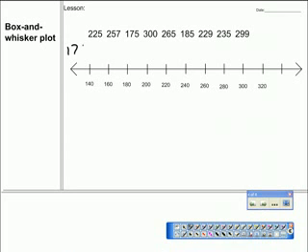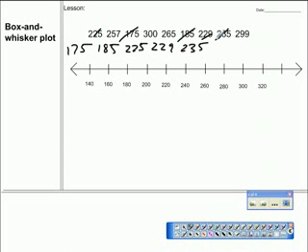So 175 is the smallest number. 185, 225, 229, 235, 257, 265, 299, and 300. All right, now they're all in order.